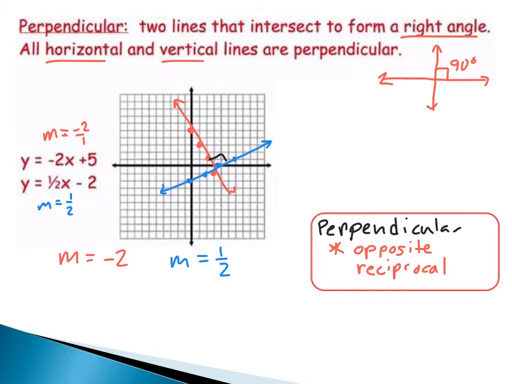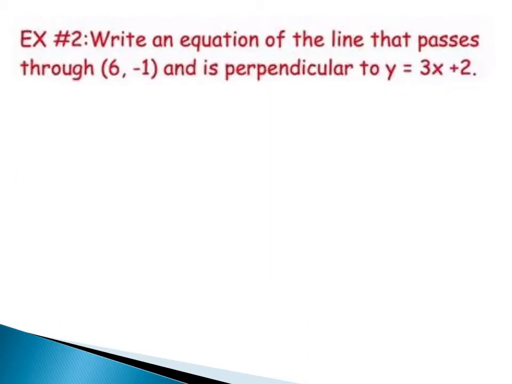Opposite means it's going to be positive or negative, and reciprocal is as a fraction. It's going to be a flip-flop of the fraction, so that's the reciprocal. So perpendicular means they're not the same, but they're the opposite reciprocal. So let's do a similar example to example 1. Here it says we're going to write the equation of a line that passes through a different point, sorry, of 6, negative 1, but now is perpendicular to y equals 3x minus 2.